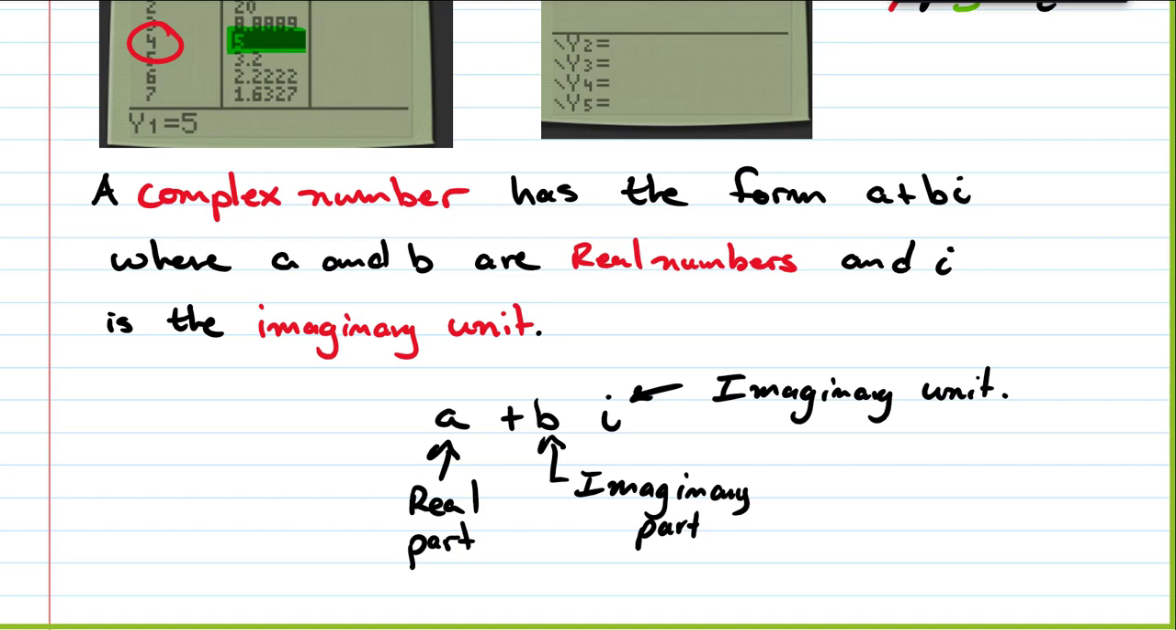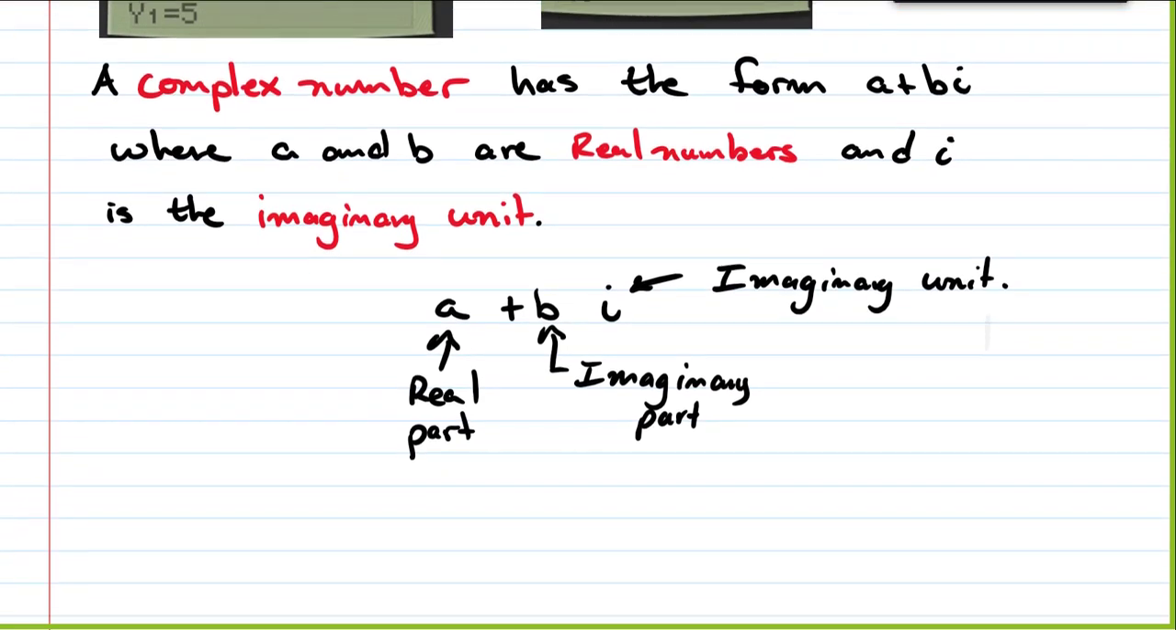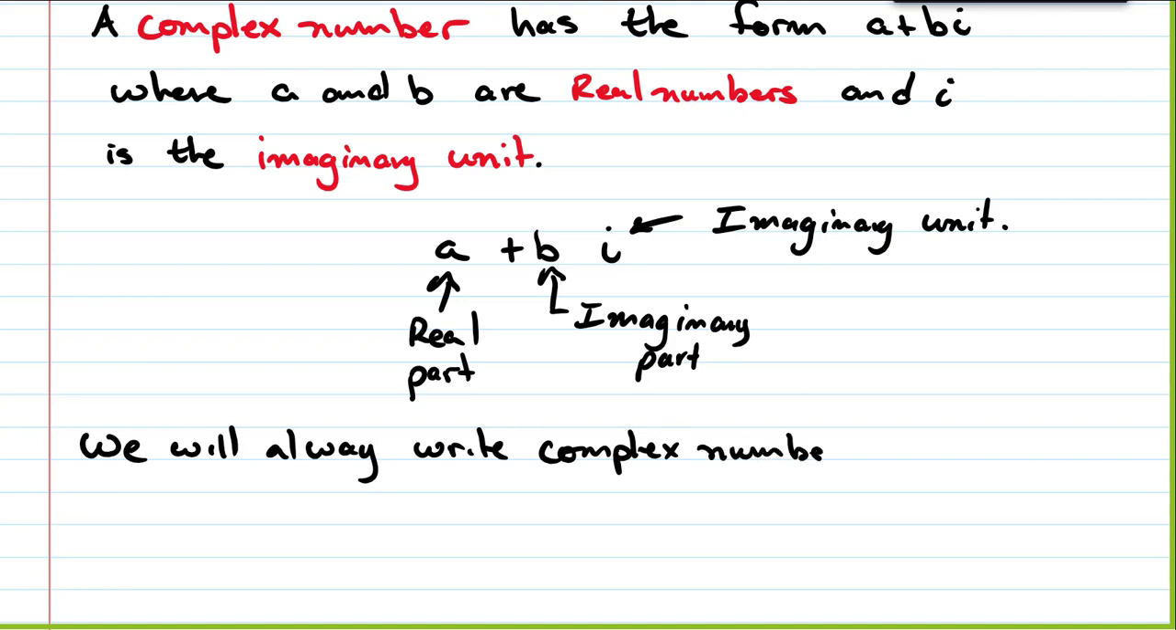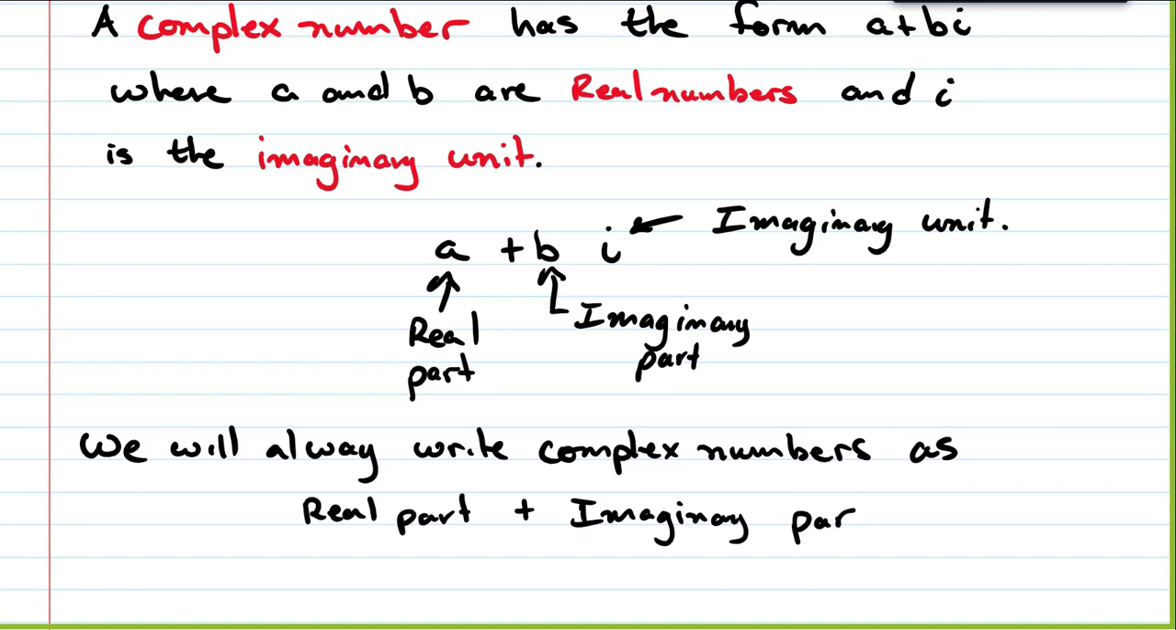So it's a convention when writing complex numbers, we will always write complex numbers as the real part plus the imaginary part. So basically, times i. We always put the real part first and the imaginary part second.